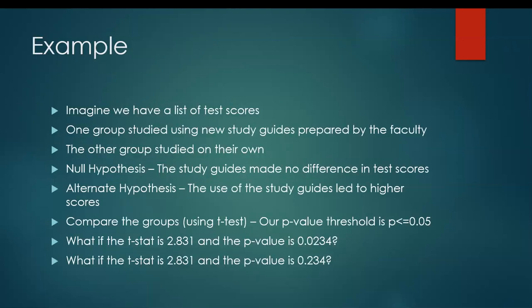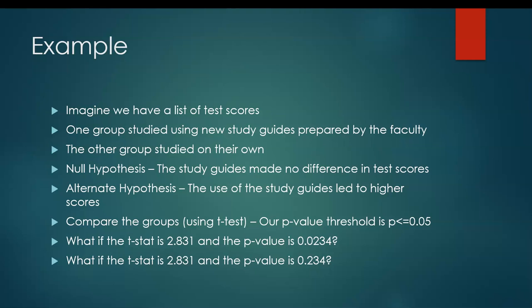So here's another example. Imagine we have a list of test scores. One group studied using new study guides that were prepared by the faculty. And the other group studied on their own. So the null hypothesis is the study guides made no difference in the test scores. The alternative hypothesis is the use of the study guide led to higher scores. So we're also going to use a t-test on this one. We're going to compare the two groups. Once they've taken the test, we'll compare their test scores. We'll calculate the mean, and we'll use the distribution around the mean in our t-test to determine a t-statistic and a p-value. And before we do this, we're going to set our p-value threshold to less than 0.05.